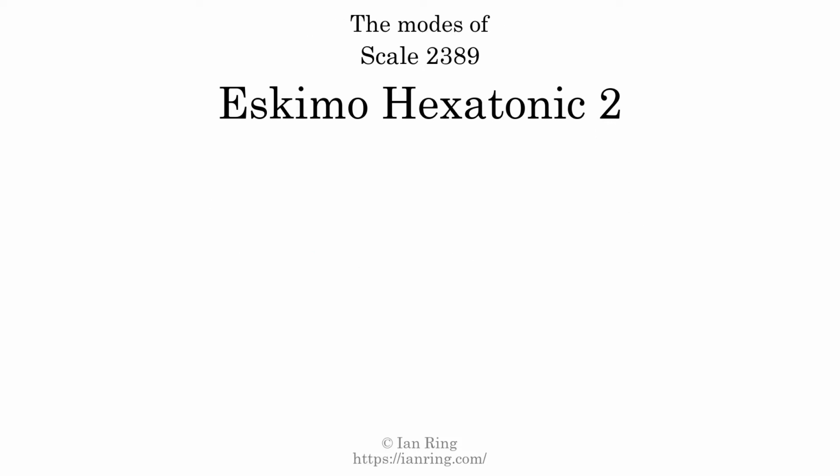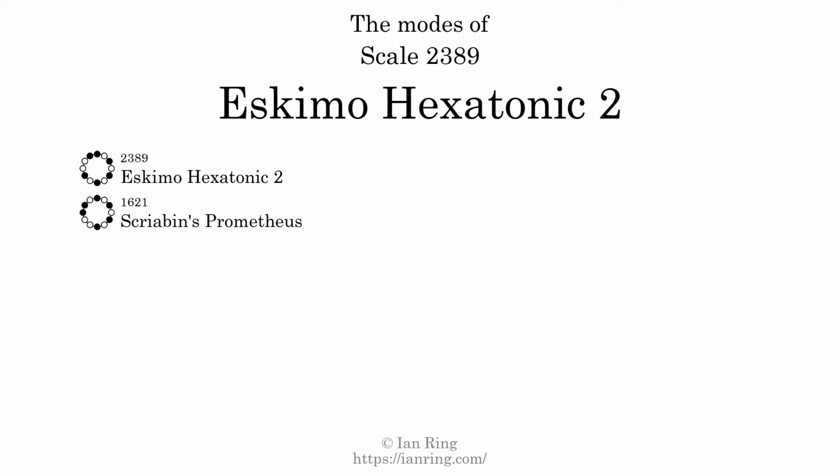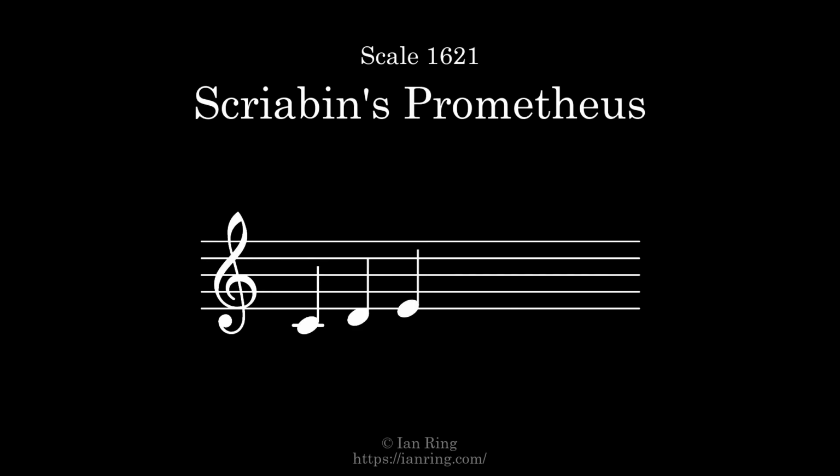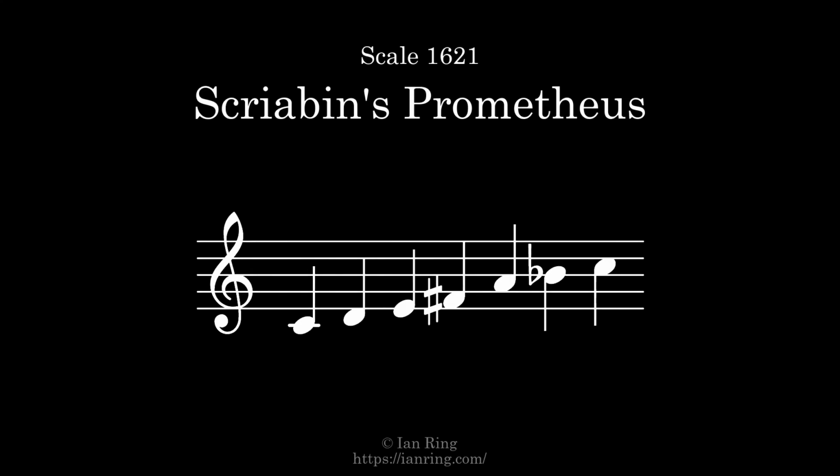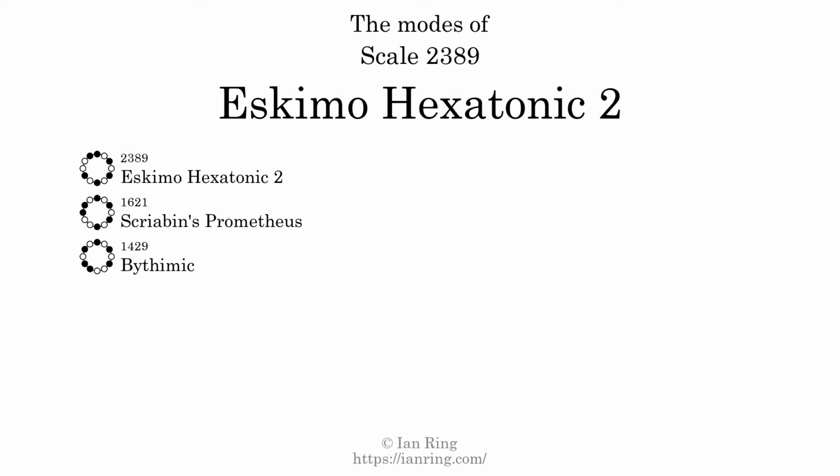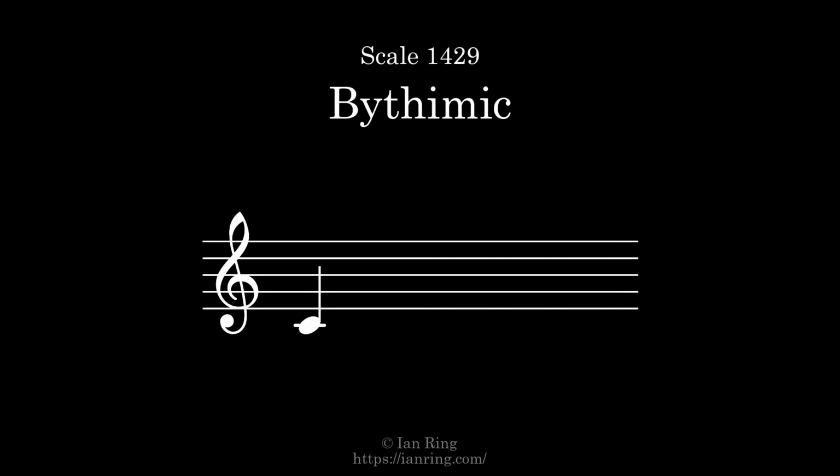This scale has 6 modes. The first mode is itself. The second mode is scale 1621, also known as Scriabin's Prometheus. It sounds like this. The third mode is scale 1429, also known as bithymic. It sounds like this.